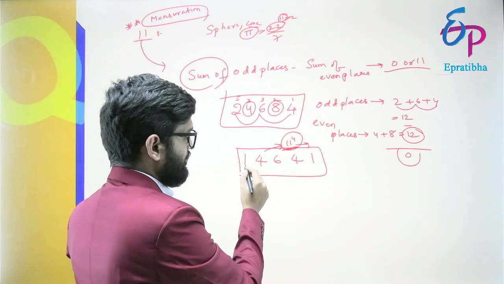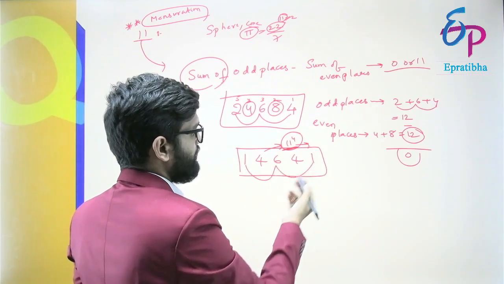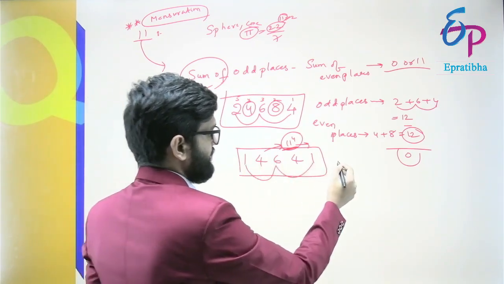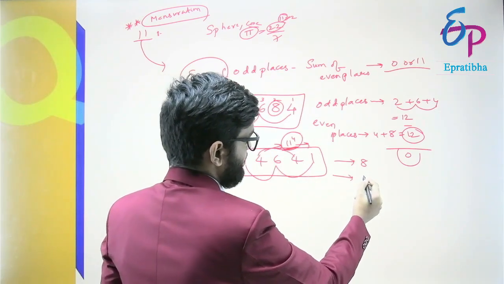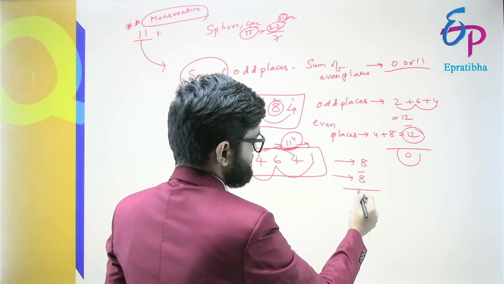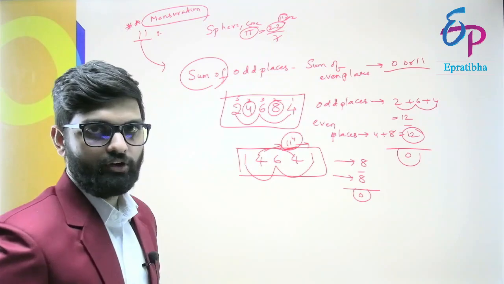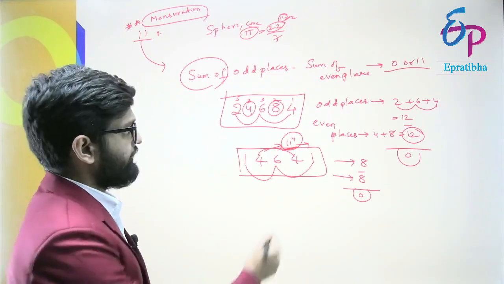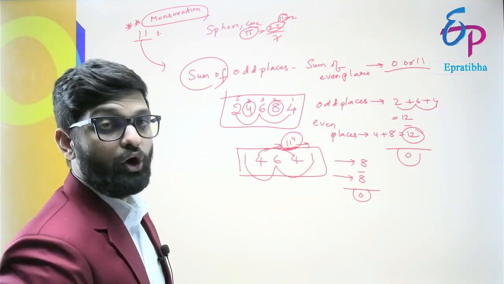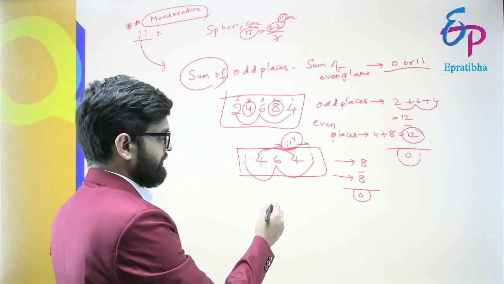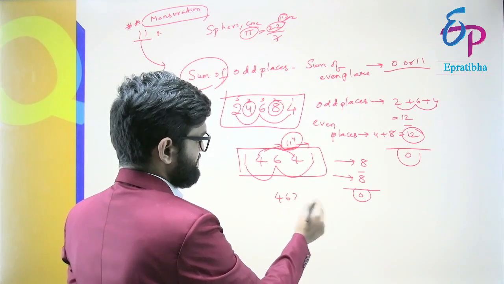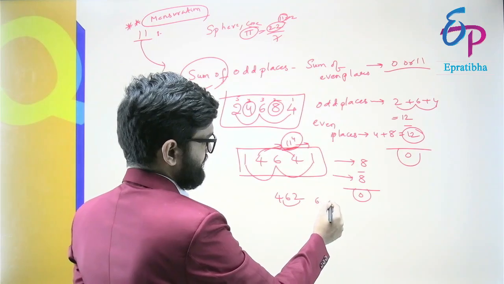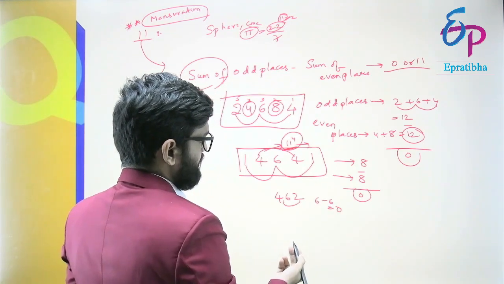Just take the odd places. 1 plus 6 plus 1, it is 8. What is 4 plus 4? It is 8. 8 minus 8, it is 0. Clear or not? Now I told you it can be 0 or 11, right? We will take one multiple. Now if you take 462, it is 6 and 6, and 6 minus 6 is 0, right?